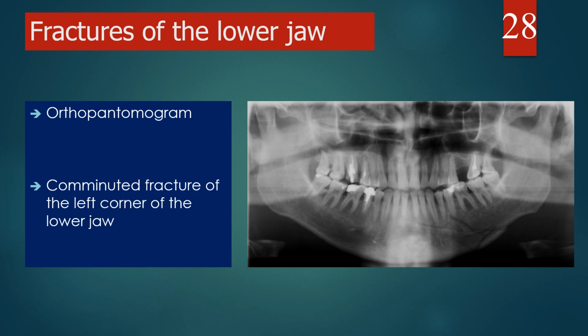On this slide we can see orthopantomogram with a comminuted fracture of the left corner of the lower jaw. We are looking at the orthopantomogram like the person is looking at us. Left side, right side. So here the fracture is in the left side.